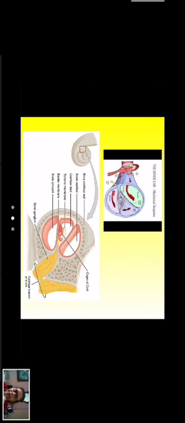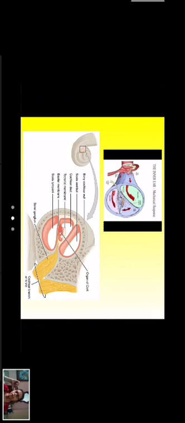Now the same fluid flows through the scala vestibuli and scala tympani. This is perilymph, at the periphery of the cochlear canal. So perilymph is present, and in the middle the scala media is filled with endolymph. See, this is the basilar membrane. Don't forget this. I'm coming to the basilar membrane next.